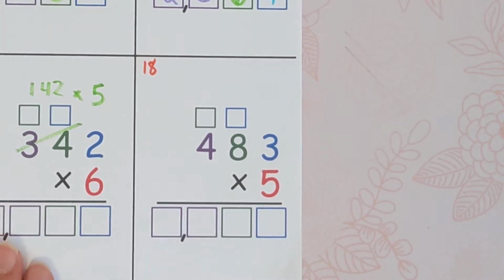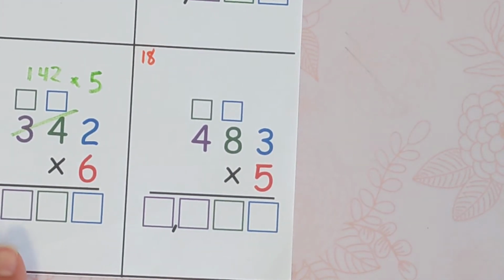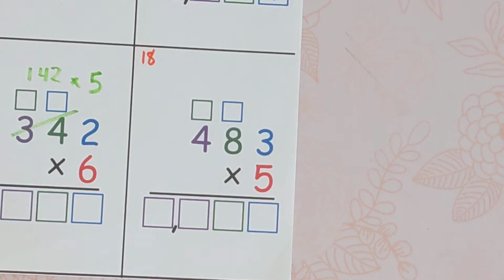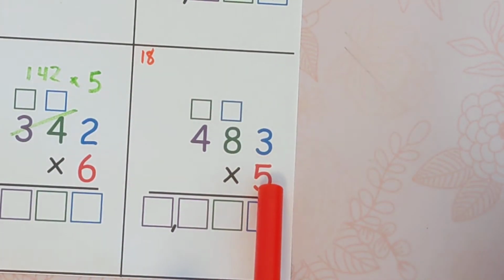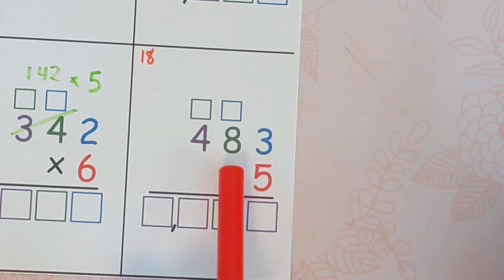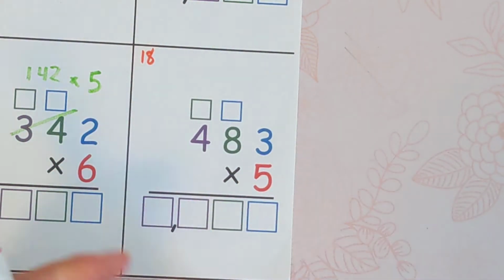Hello, we are doing the standard algorithm 483 times 5. So we are going to do the 5 times 3, 5 times 8, 5 times 4, carrying as we go. So let's go ahead and get started.